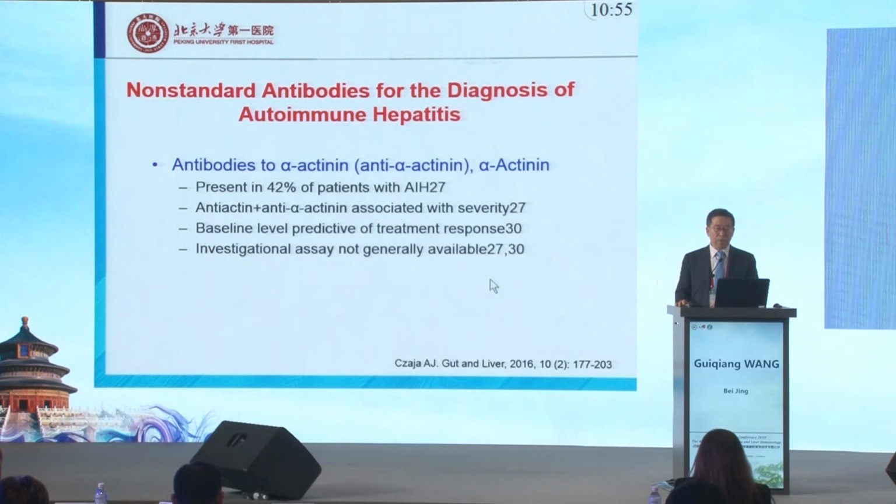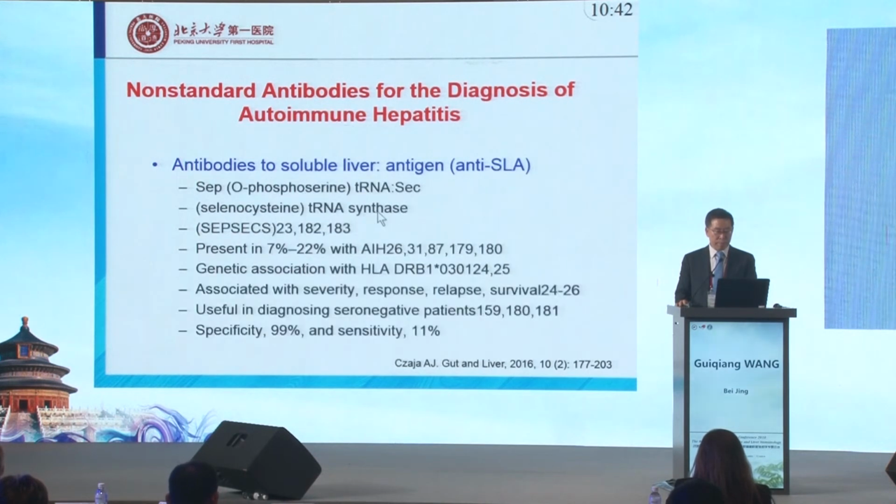Another one is the alpha-actinin antibody. It's similar to anti-actin, but the prevalence is lower than antibodies to actin. Then there is the soluble liver antigen antibody, which we use for the type 1 phenotype of autoimmune hepatitis. It is present in 7 to 22% of AIH. The genetic association is HLA, and it is associated with severity, response, relapse, and survival. This antibody may be one of the good predictors for disease progression.